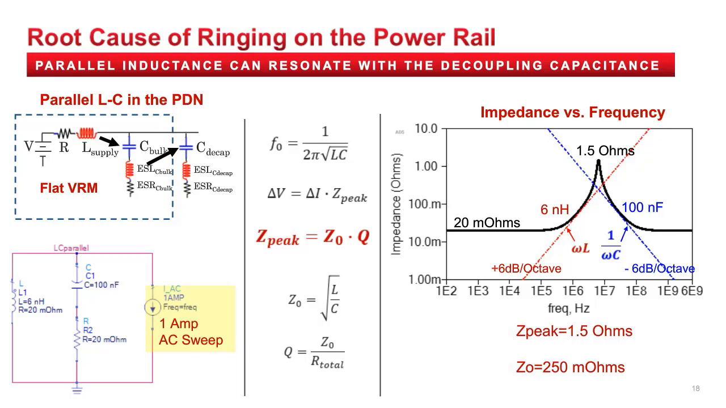Using a simple SPICE-type schematic simulation shown in the lower left, the parallel L and C can be excited with the sweep of a 1 amp AC current load to see the impedance versus frequency plot on the right. The simulation clearly shows a peak impedance at the LC resonant frequency.